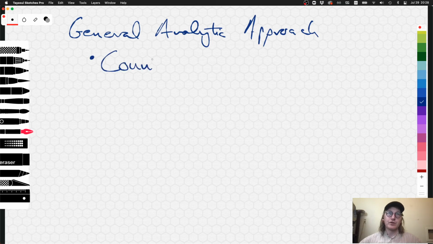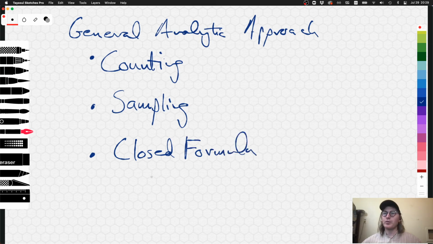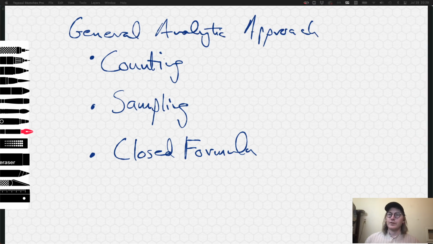We're going to consider a counting approach. We've already been doing a lot of counting. We're going to consider a sampling approach, which we've already done a fair amount of. And what we haven't really done, we've totally done this, we're going to take a closed formula approach. Although what we've done with the closed formula approach with permutations and combinations is we've just answered very direct questions, right? Like, how many permutations are there of 12 permute 4 or something like that would be an example.